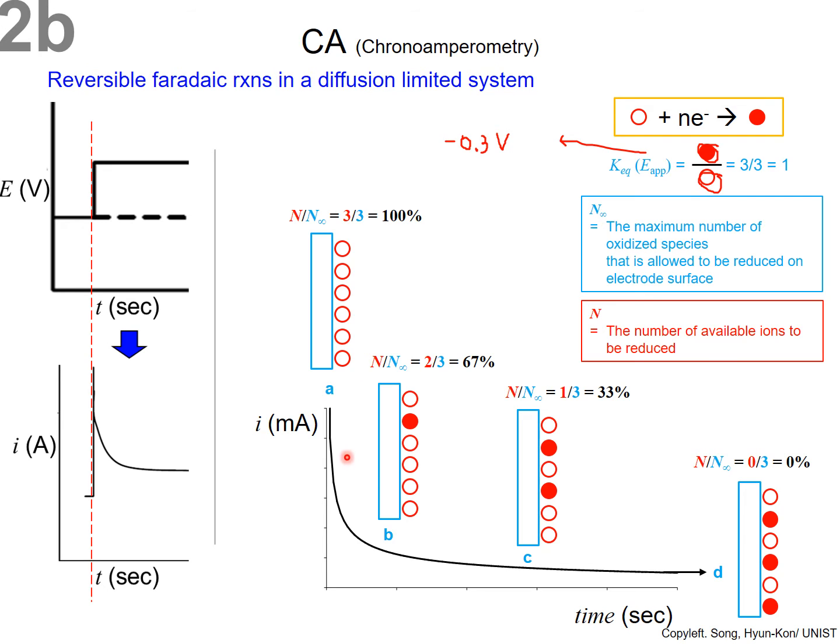And then let me say 10 microseconds or 100 microseconds later, one of the 6 oxidized species is reduced into the reduced species, the solid red ball. Then the number of available ions to be reduced is 2, per the maximum number of oxidized species which is allowed to be reduced on the electrode surface, which is 3. So 67% will provide the current. So the current would decrease.